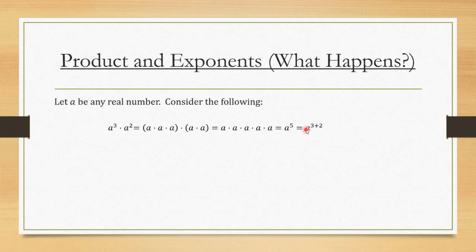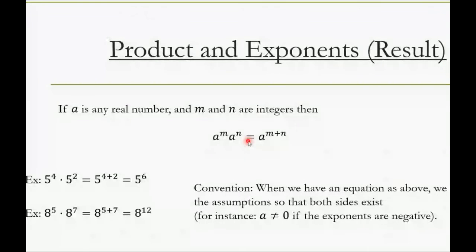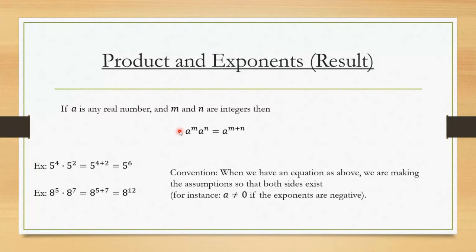And of course, that's equal to, and 5 we know is 3 plus 2. So when the dust settles, a cubed times a squared is going to be a to the 3 plus 2. So what am I saying here? We multiplied, and we end up adding the exponents. And that's really the next rule here. If a is a real number, m and n are integers, a to the m times a to the n is a to the m plus n. So when you multiply like bases, you add the exponents.